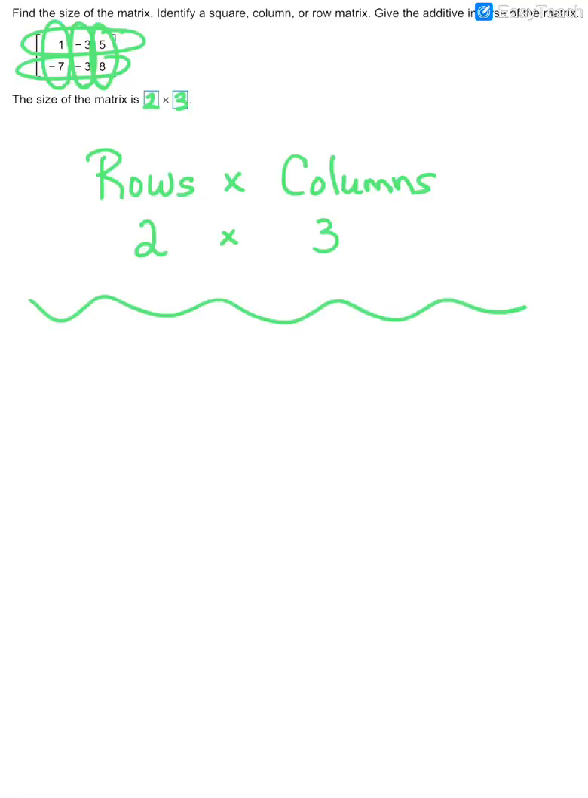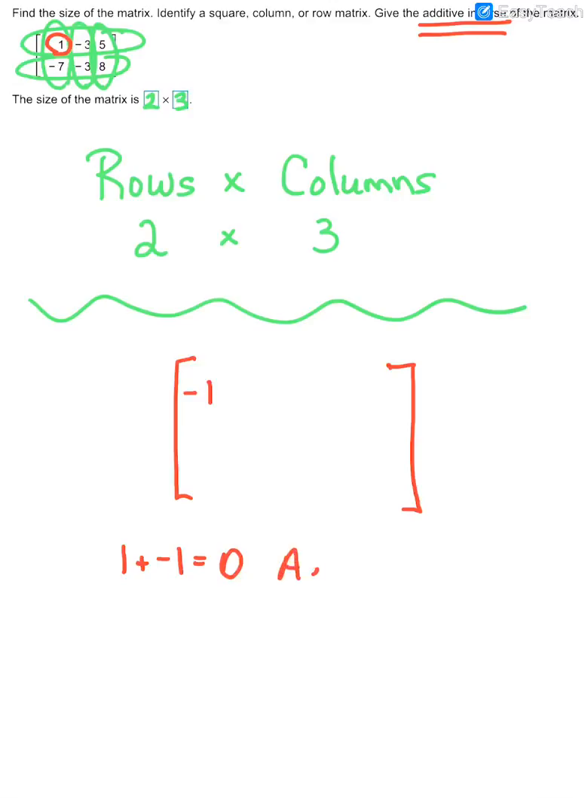Now the second part of this question wants us to give what is called the additive inverse of the matrix. The additive inverse just means you're going to take all of the opposites of the numbers in the matrix. So for example, the additive inverse of a positive 1 is a negative 1. And so basically additive inverses sum to 0. So 1 plus negative 1 would give you 0.